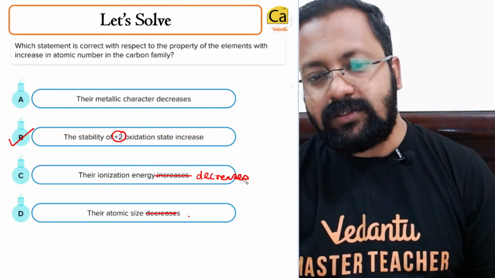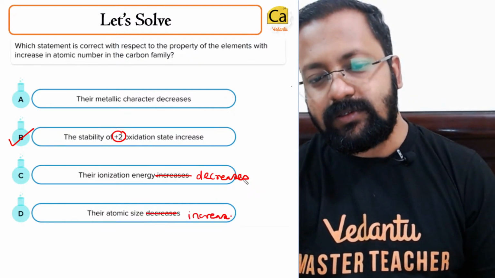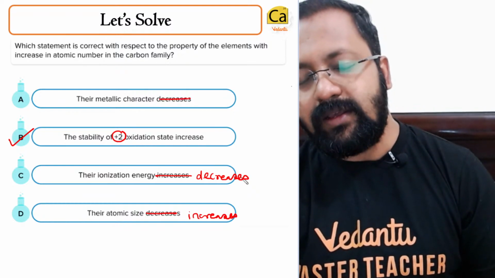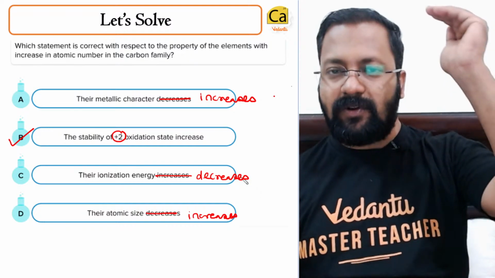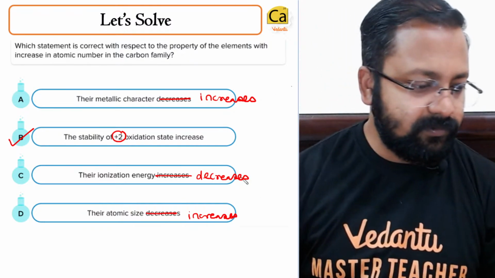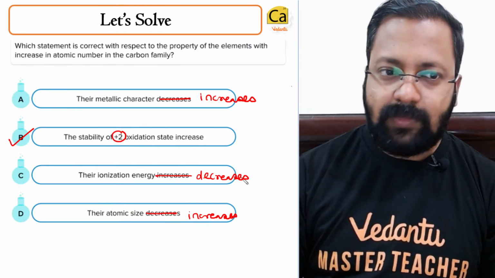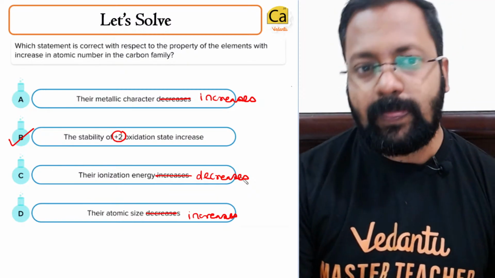Atomic radius increases. Metallic character increases. It turns from non-metal to metal. Clear? The right answer should be B.